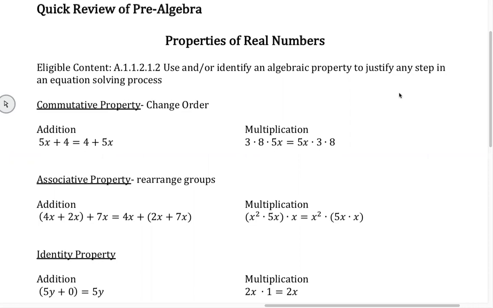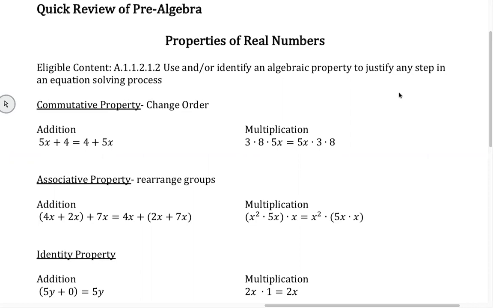So the commutative property allows me to move numbers around through addition and multiplication, meaning order doesn't matter too much. So like 2 plus 3 is the same thing as 3 plus 2. And same thing with multiplication. 2 times 3 is the same thing as 3 times 2.